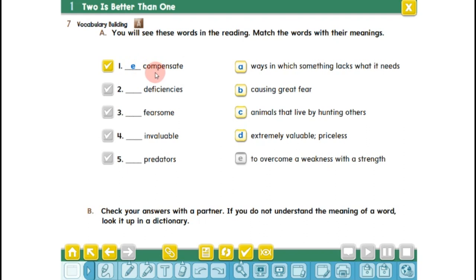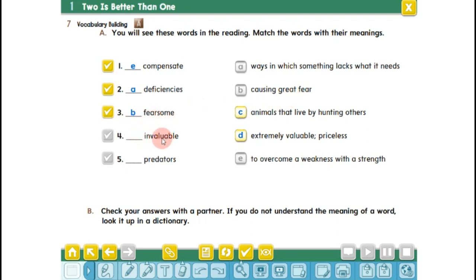Number E. Number two, deficiencies. Deficiencies معناها عيوب أو أوجه النقص أو قصور في شيء معين. Here means ways in which something lacks what it needs. Number three, fearsome. Fearsome means مخيف. Causing great fear. مخيف جدا أو يسبب الكثير من الخوف.